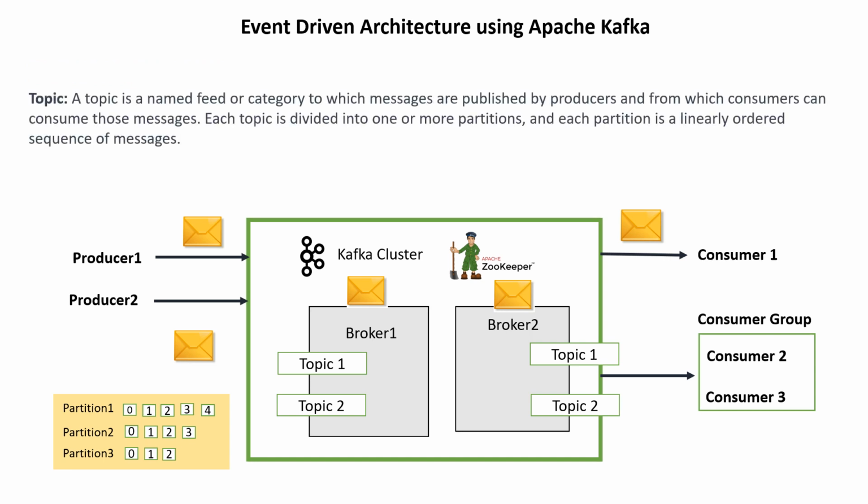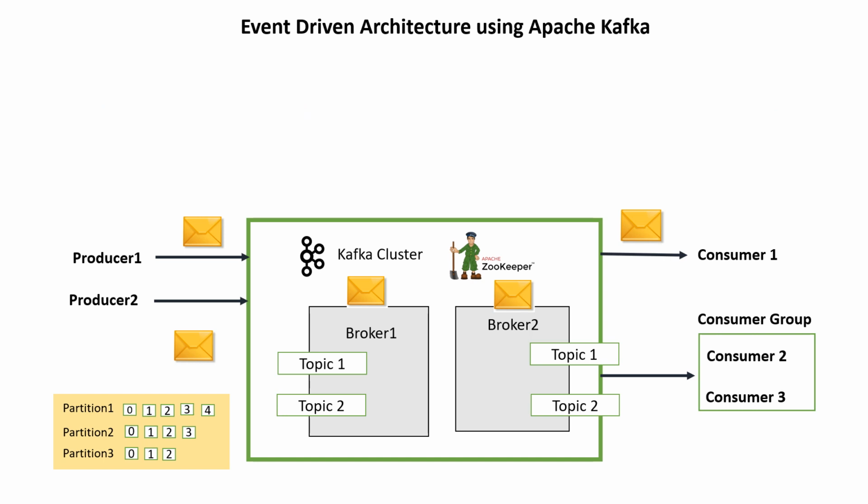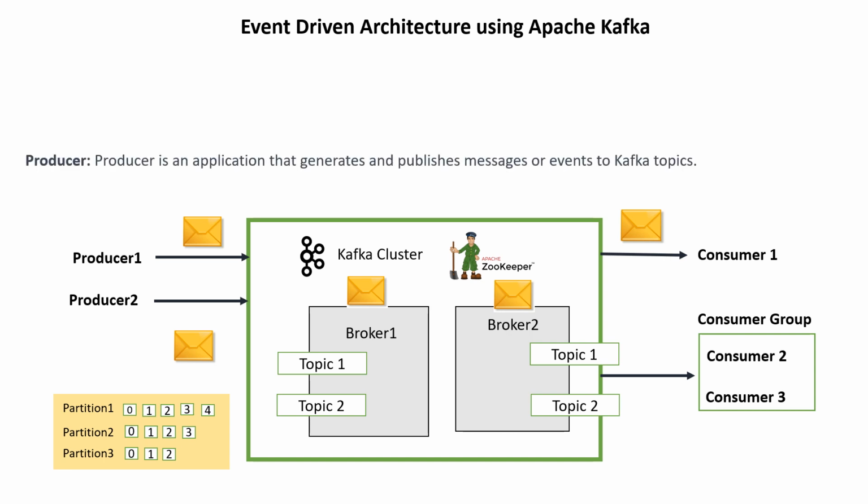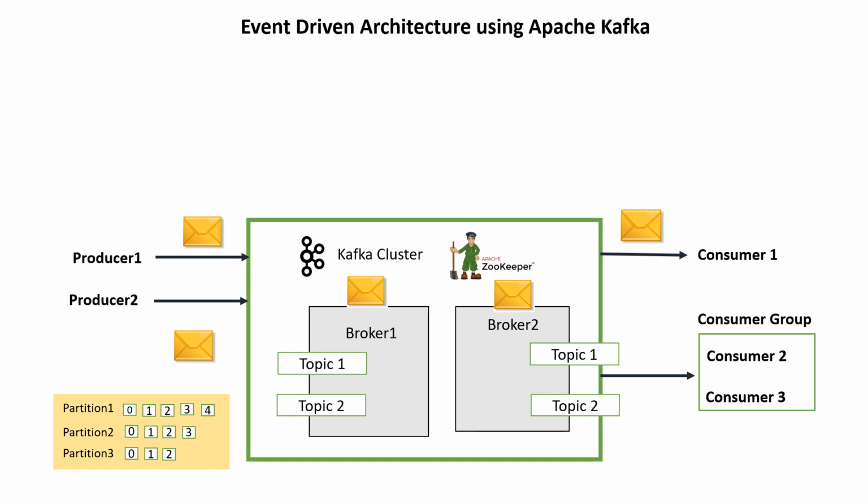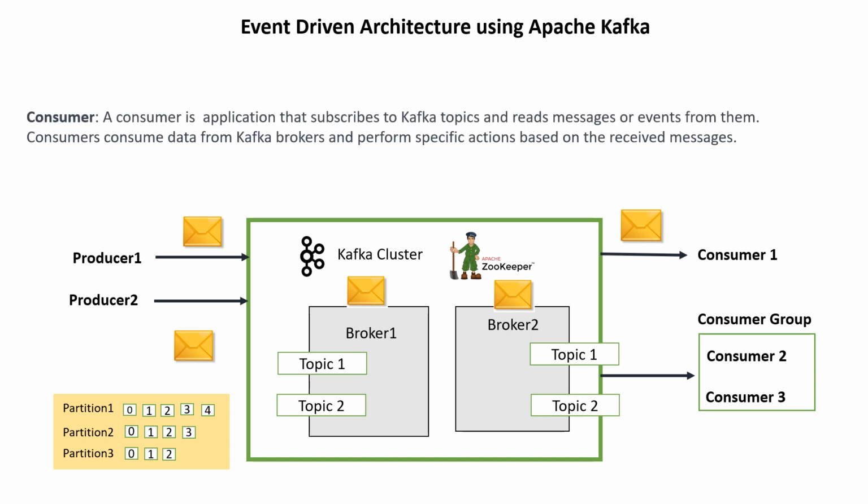A Kafka topic is a name, feed or category to which messages are published by the producer and from which the consumer can consume those messages. So what is a producer? A producer is an application that will generate the message and publish this message to Kafka. And the consumer is the one who is consuming these messages.